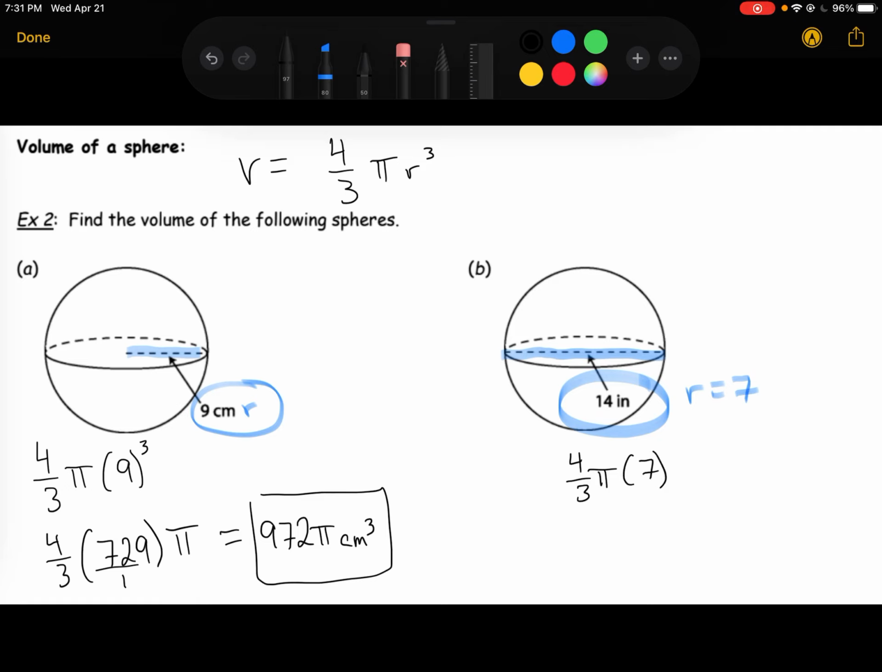Next up, this is a diameter going all the way across. So take that diameter, divide it by 2 to get radius. So in this case, again, 4 over 3 pi times that radius to the third power. So we've got 4 over 3 times 343 over 1 times pi. So multiply it by 4, divide it by 3, and we'll get our answer of 457 and 1/3 pi inches cubed.